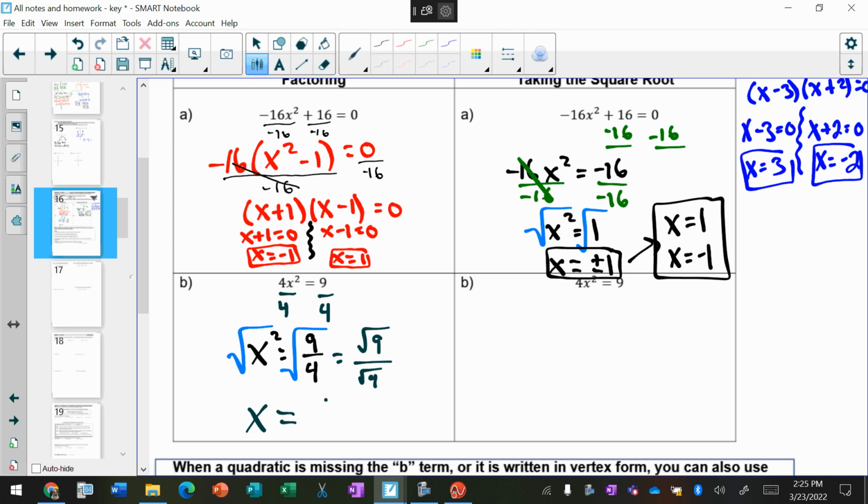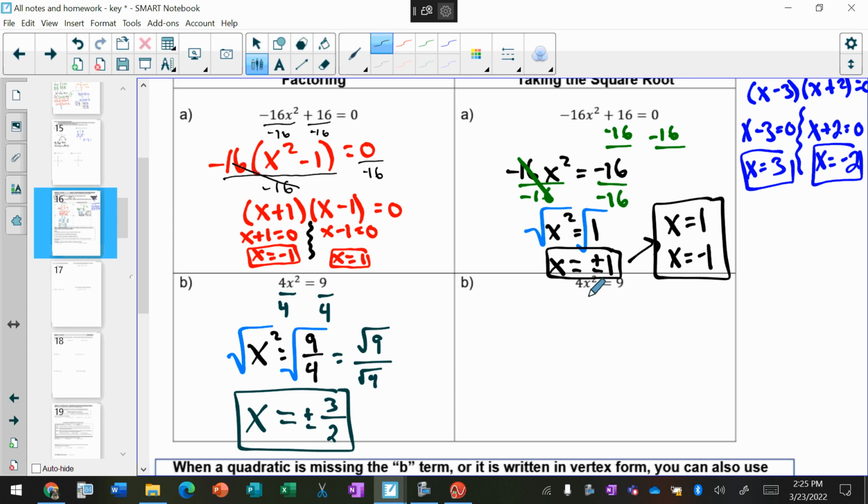Square root of 9 is 3. Square root of 4 is 2. So we have positive or negative 3 over 2. If we wanted to solve this by factoring, because I just put that in the wrong spot. So all this stuff should go, that doesn't matter.